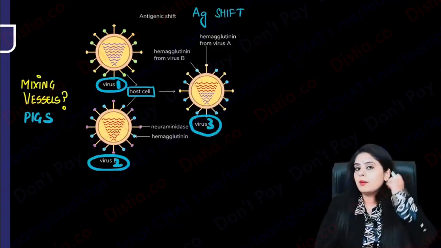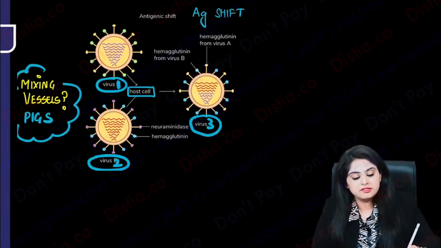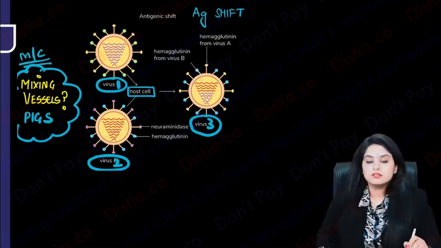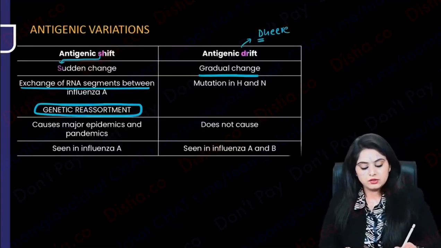So this mixture can happen in anyone, like humans, pigs, birds, but the most common mixing vessels are said to be pigs. That is a question again. The most common mixing vessels for influenza are pigs. Like I said, it is just a genetic reassortment that is happening.